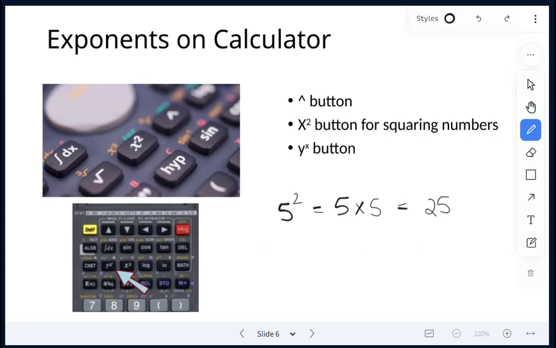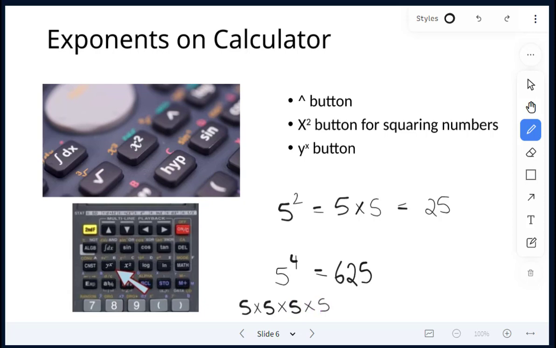You can also use this button here that I'm talking about, the little triangle button. You put in your base, so let's say your base was 5 to the power of 4. You'd type in your base, then that button, and then put your power of 4 and get your answer. So 5 to the power of 4 is equal to 625. That's 5 times 5 times 5 times 5.